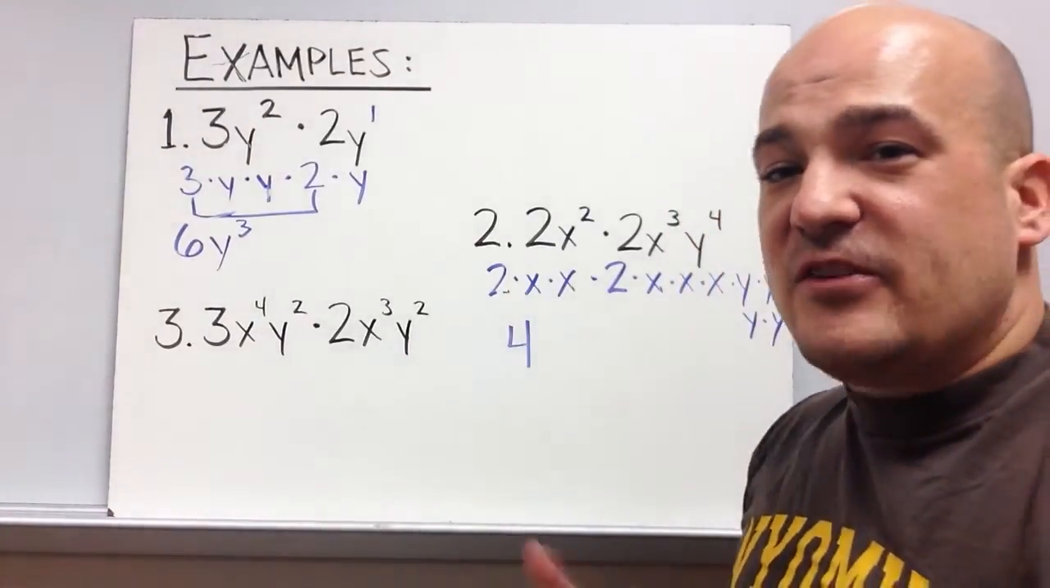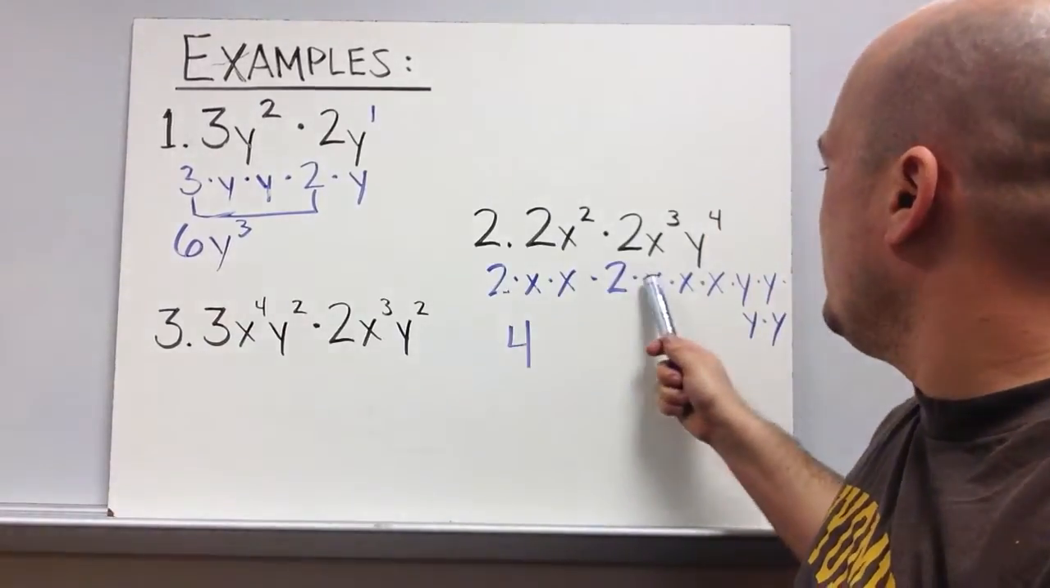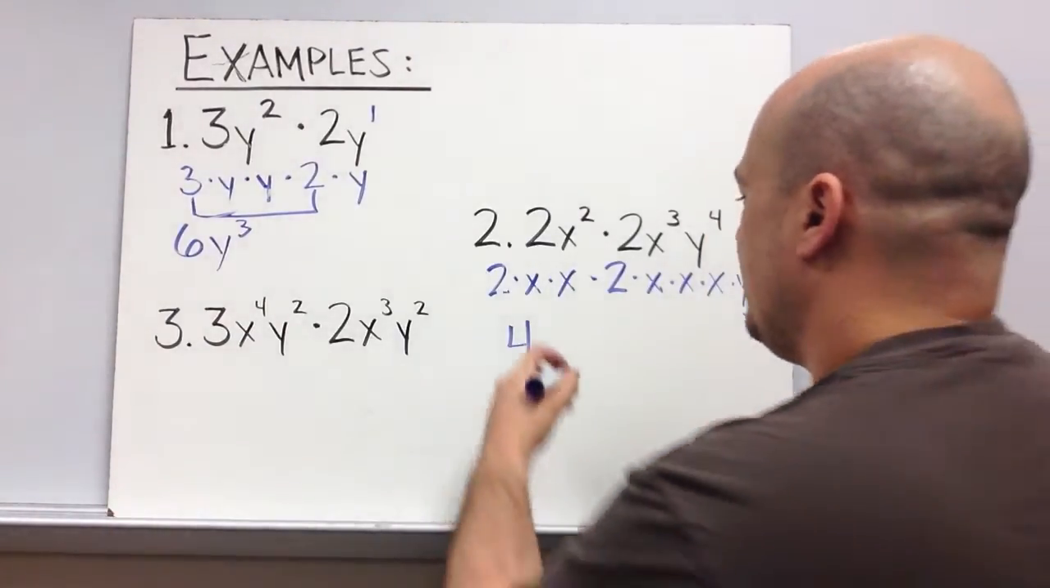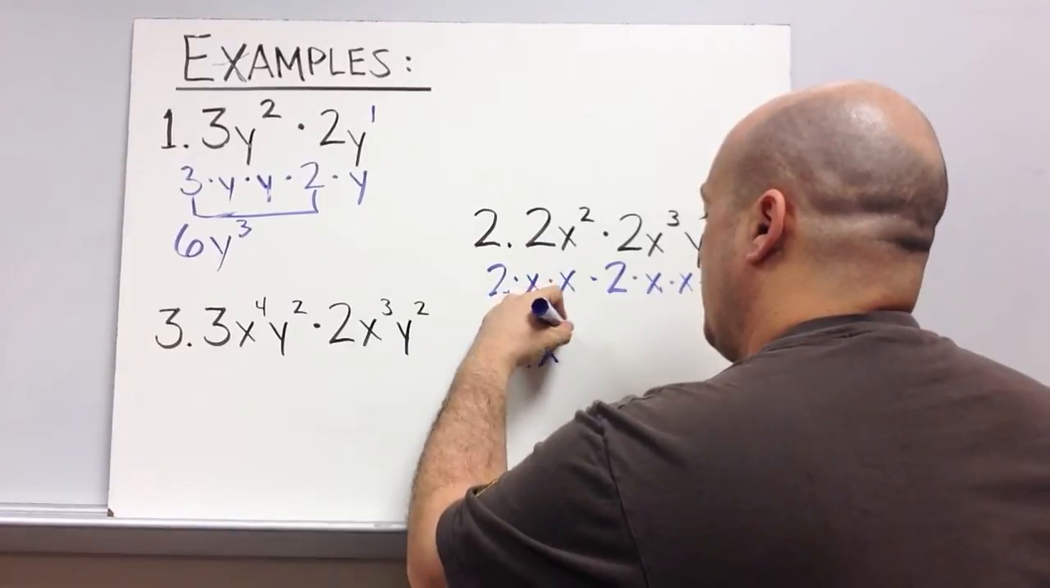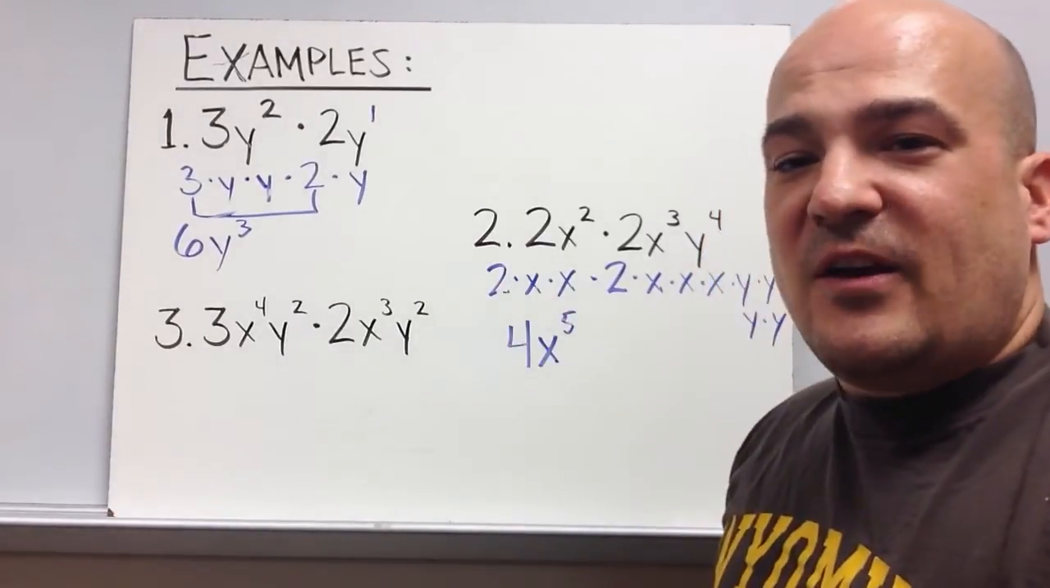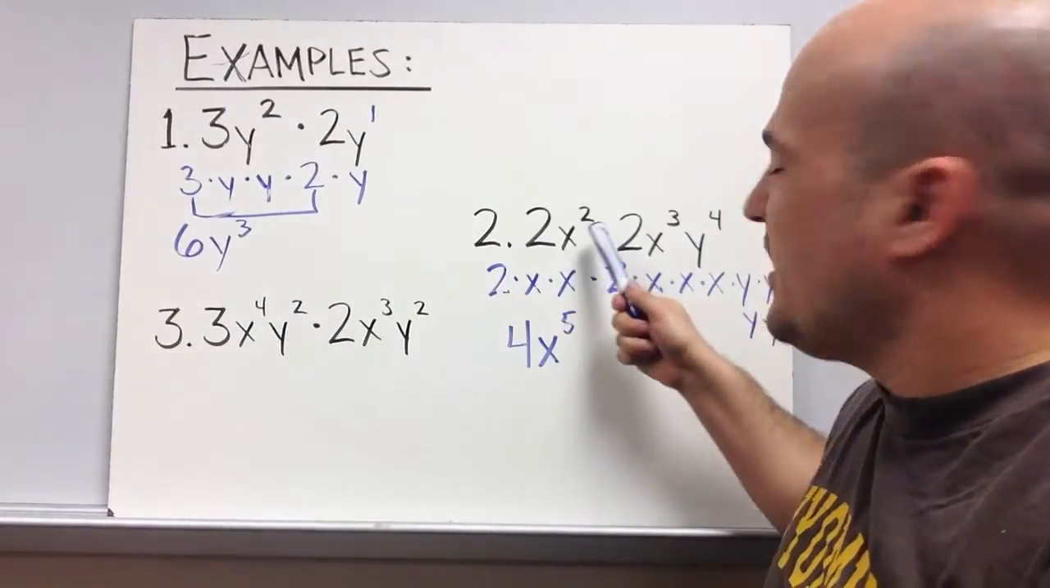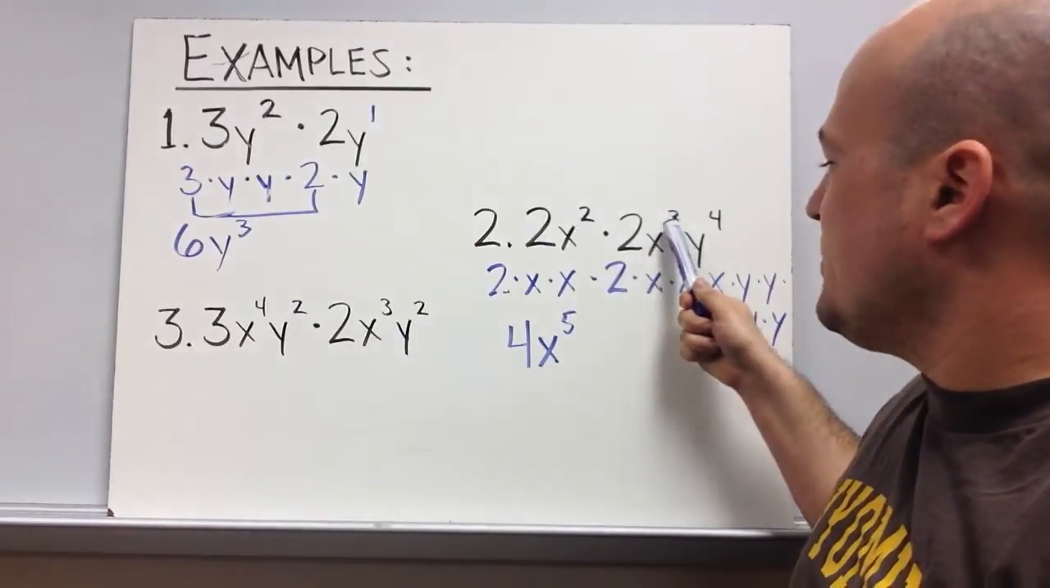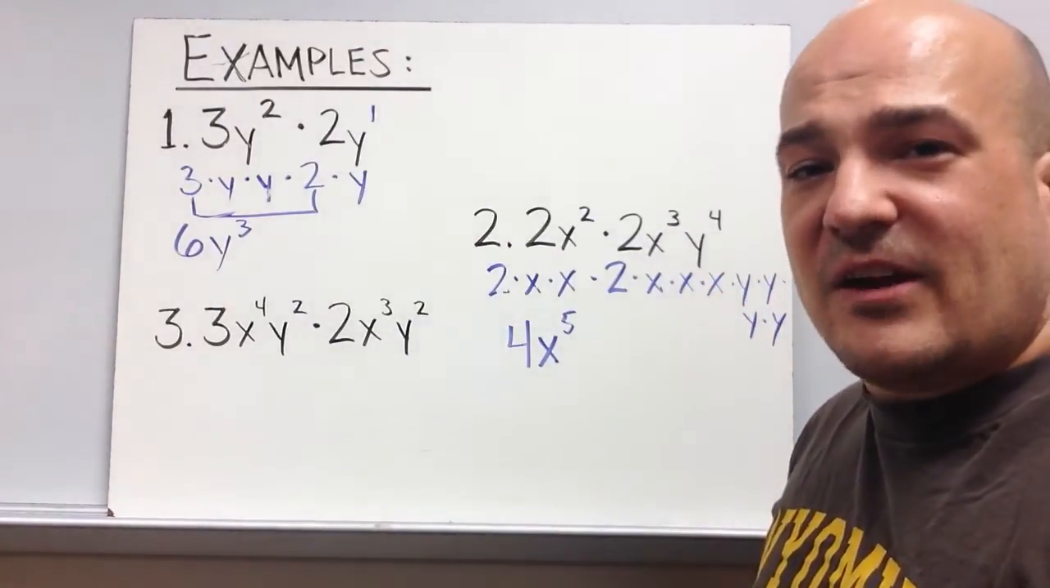Okay, and then I'm going to count up all my x's. I've got 1, 2, 3, 4, 5 x's. If you don't want to write all those down and count them, then you can just look up here. 2 plus 3 is 5. That's how I got it.